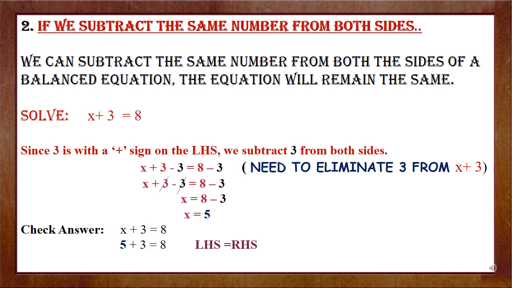Hence the equation becomes x plus 3 minus 3 equals 8 minus 3. On the LHS, 3 minus 3 equals 0. So they cancel out each other. And thus we get x is equal to 8 minus 3. We know 8 minus 3 equals 5. So x is equal to 5. Thus the required solution is 5.